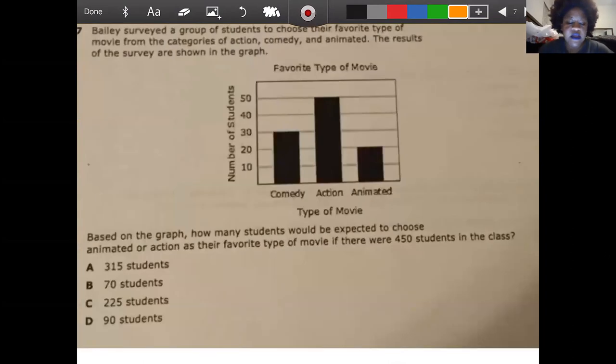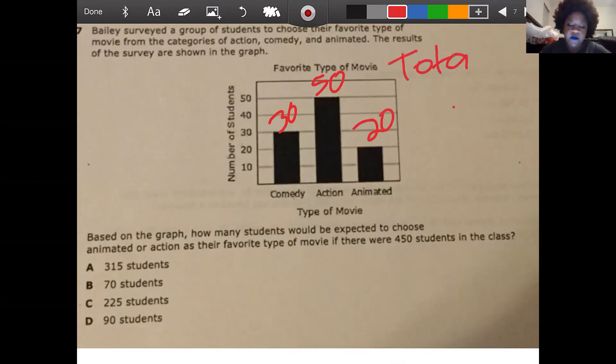Okay? Next, Bailey surveyed a group of students to choose their favorite type of movie from the categories of action, comedy, and animated. The results of the survey are shown in the graph. So comedy, 30. Action, 50. And animated is 20, okay? First thing I need for you guys to do is find the total. So add that, 30 plus 50 is 80, 80 plus 20 is 100. So 100 students is the total.